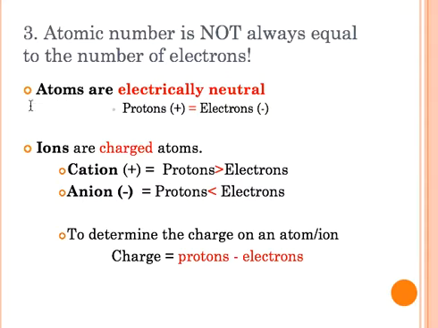So in the case of an uncharged atom, protons, which are positive, will equal electrons. So however many protons you have, you'll have that number of electrons. So you want to fill that in.